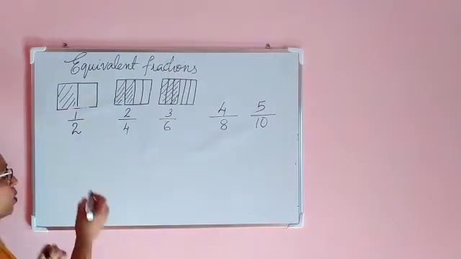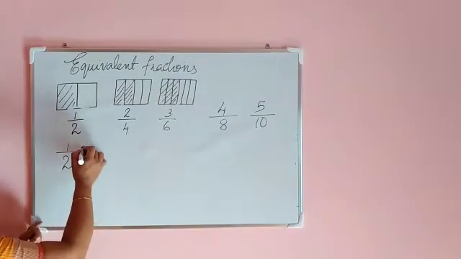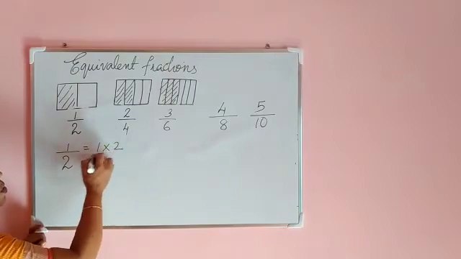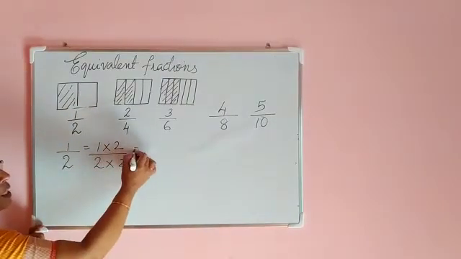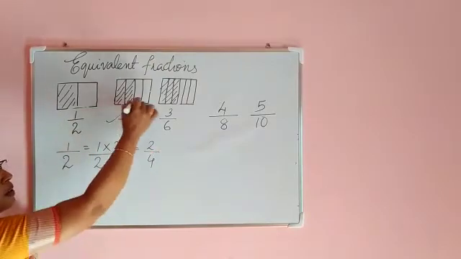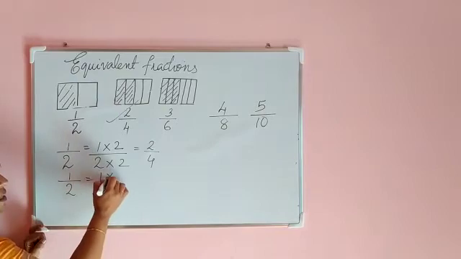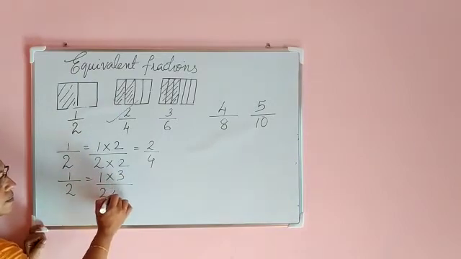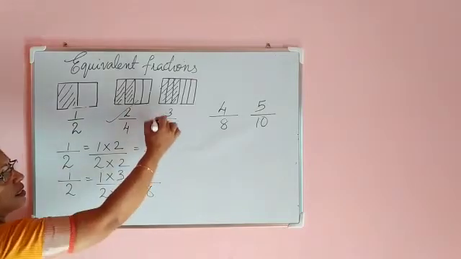It's very simple. To obtain equivalent fraction, the given fraction is 1 by 2. Okay, multiply 2 up and down, the same number. So we will get 2 by 4. See, 2 by 4. Now, 1 by 2. Multiply 3 in the numerator and denominator. Multiply 3 up and down. So, you will get 3 by 6.